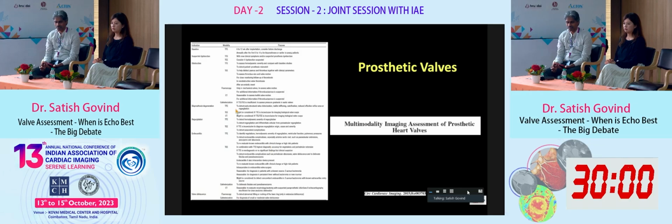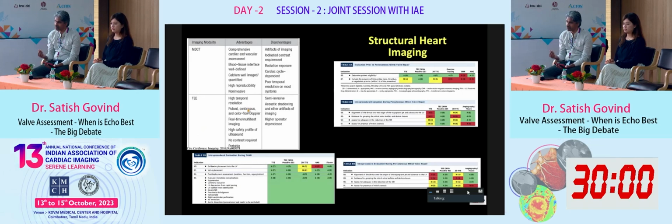Otherwise, for the rest of the areas, it is always going to be transthoracic echo and TEE here. And just a brief look at structural heart imaging. Structural heart imaging has become a big area now, and there are advantages and disadvantages when you're looking at CT and TEE, but the real action takes place in the cath lab, and that's where echo plays a big role.